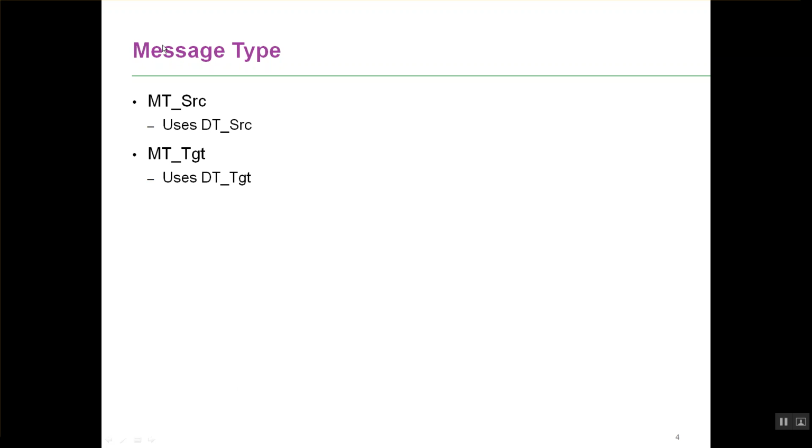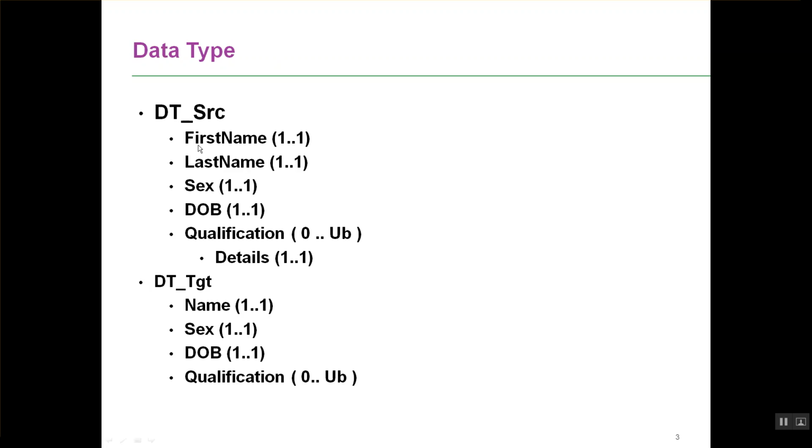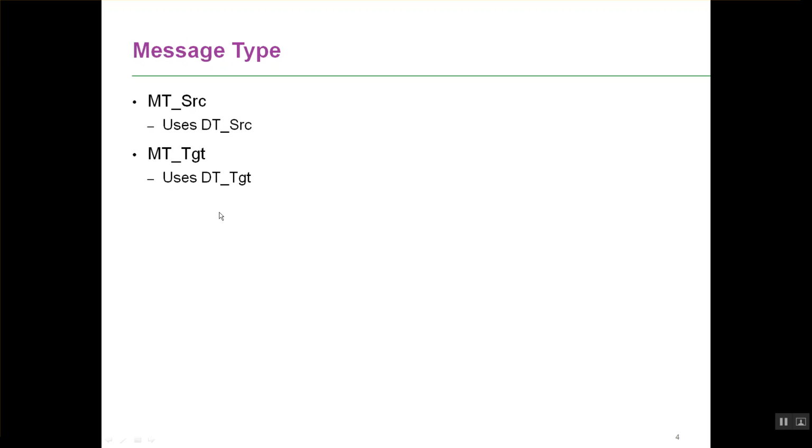Okay, message type is an encapsulation for the data type. So because we defined two data types in the previous slide, you will have to create two message types. One is going to be called MT_SRC. MT stands for message type, SRC stands for the source message type, MT stands here for message type, and TGT stands for the target message type. And because message types are encapsulation of the data types, MT_SRC will be using the DT_SRC that was defined here, and the MT_TGT would use the DT_TGT that was defined here.